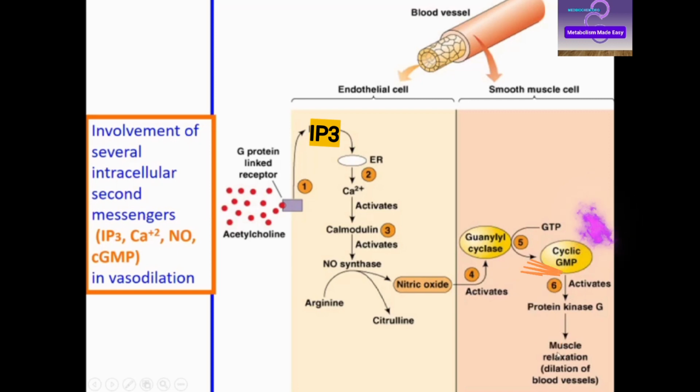And that's what happens first, smooth muscle relaxation. However, the way this is produced is dependent on what happens in the endothelial cells. The second messengers produced in the endothelial cells.